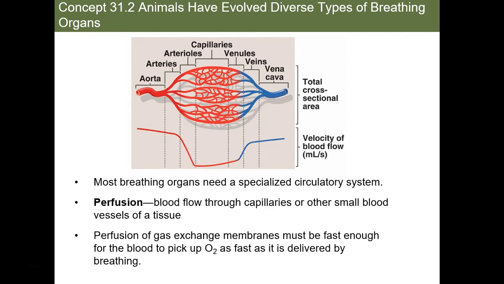Breathing organs need a specialized circulatory system. Perfusion is blood flow through capillaries or other small blood vessels of a tissue. Perfusion of gas exchange membranes must be fast enough for the blood to pick up oxygen as fast as delivered by breathing.